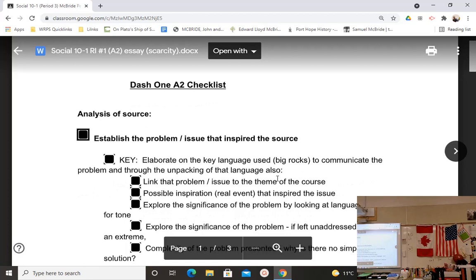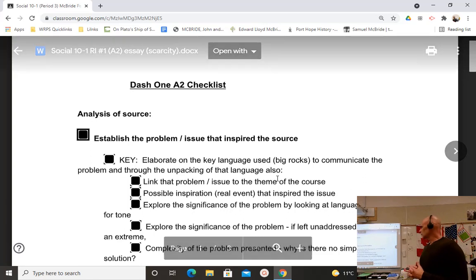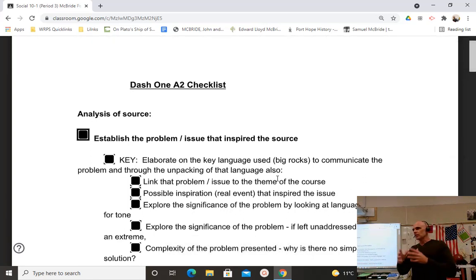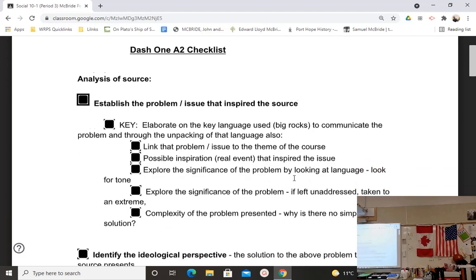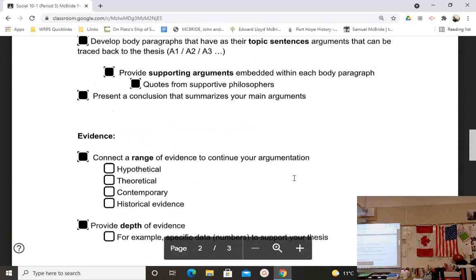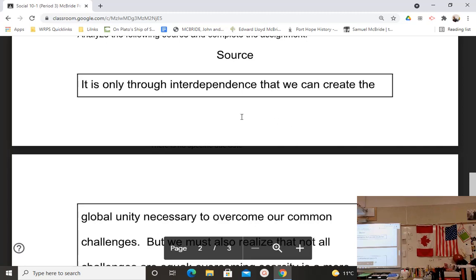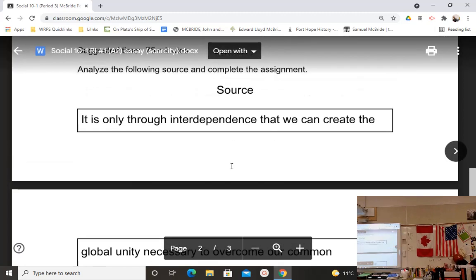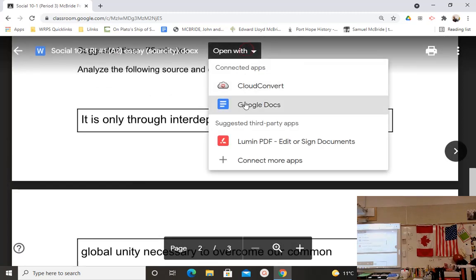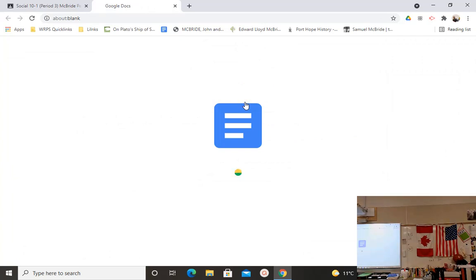So you can see that the first step in an A2 is to establish the problem. And that is a similar thing that we do to interpret sources. So instead of interpreting them, we're analyzing them now, but there's a lot of overlapping skills or tools that we use for both. So we're going to look at the source now and see if we can establish the problem that inspired the source.